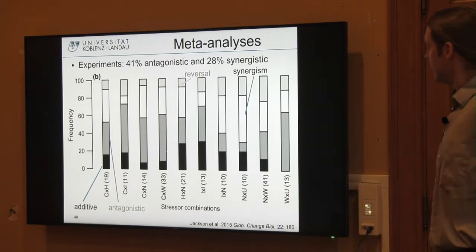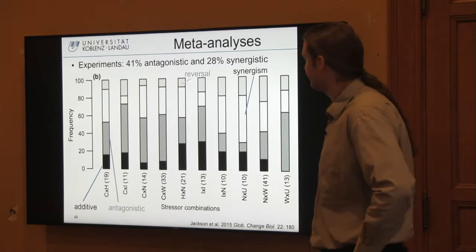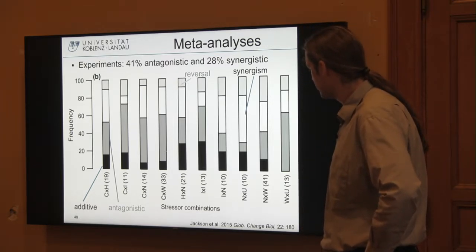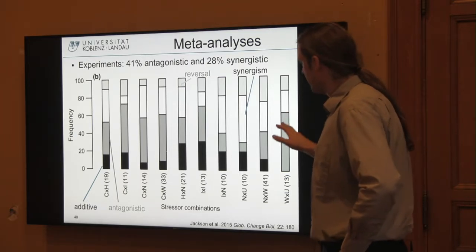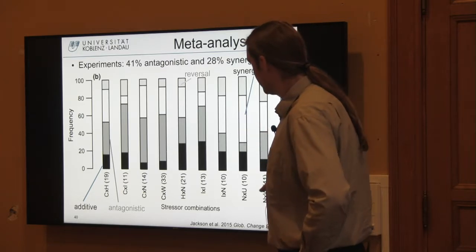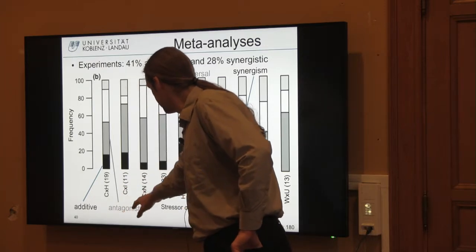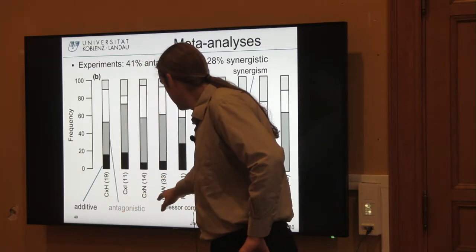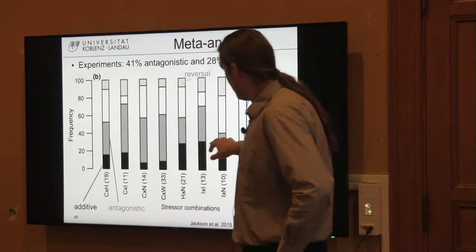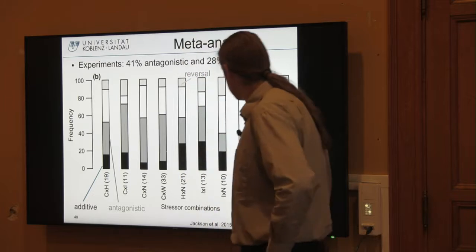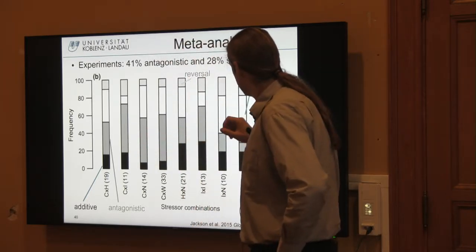Well, in a meta-analysis that has been published in Global Change Biology, again, it's not so much a matter of the details of this figure. What is shown here are different stressor combinations. C is chemicals, N nutrients, W is warming, and so on. What you generally see in these bars is black is the additive effect, gray is antagonistic, and white is synergism.